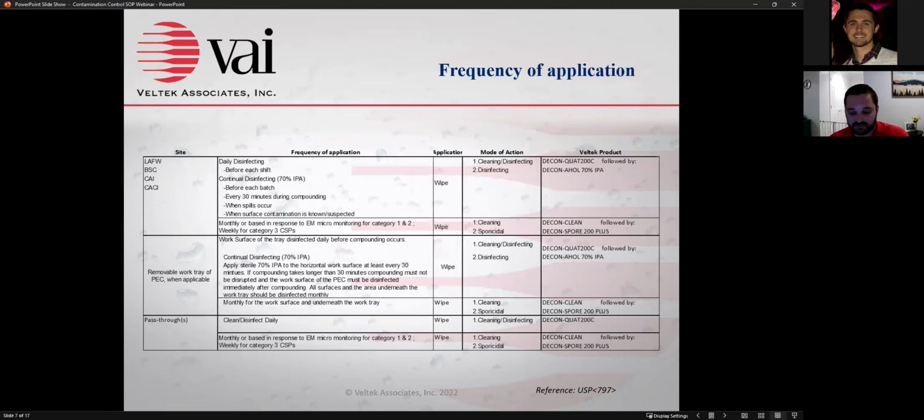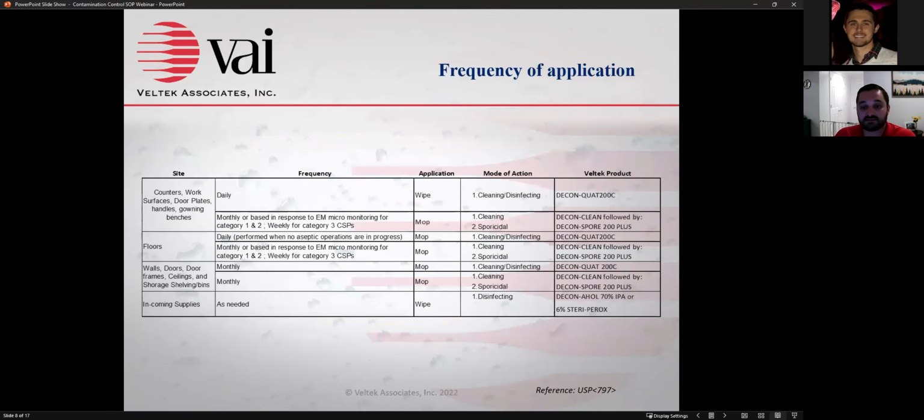And then we have some Veltek products on the side. One thing I like to point out, Degon Spore is a 1-step cleaner disinfectant sporicide. We just like to suggest to take that time at that monthly rotation or weekly rotation to do a clean of maybe the floors, walls, things like that, to just get rid of any residues that may be there, just a kind of a best practice, but not required. And this chart here is for the PECs and pass-through areas.